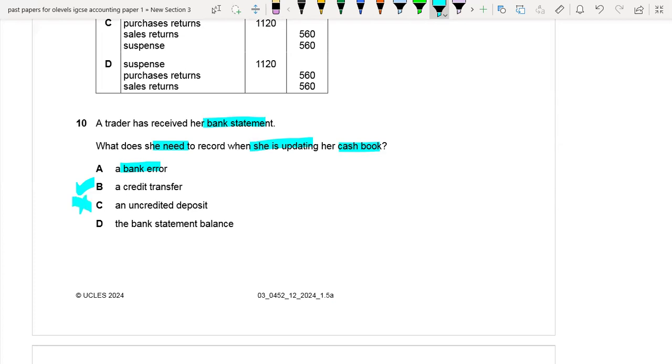Bank statement balance. Again, the bank statement balance is the responsibility of the bankers, not ours. So that's why this is not right. So the B option is the right option. Credit transfer.